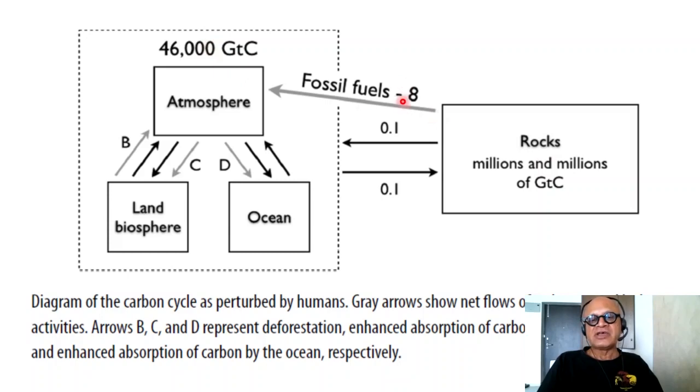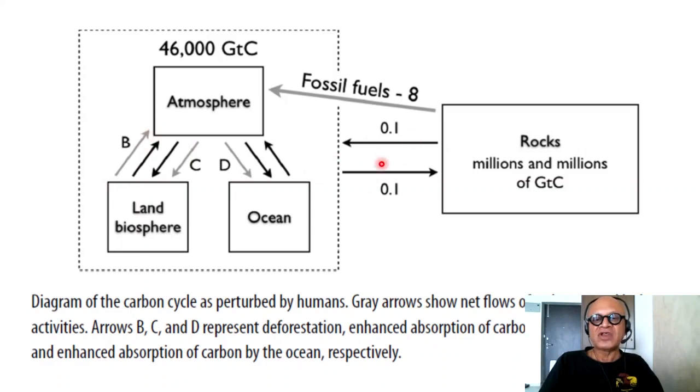Fossil fuels are adding right now about 8 gigaton carbon per year, converting the geologic time-scale reservoirs of carbon instantaneously into atmospheric reservoir, which is then moved into land and ocean. So you have the human perturbations of increased outgassing and uptake, and the same ocean is mostly taking up, whereas land has got a change in deforestation and enhanced absorption. So enhanced absorption and deforestation contribution.